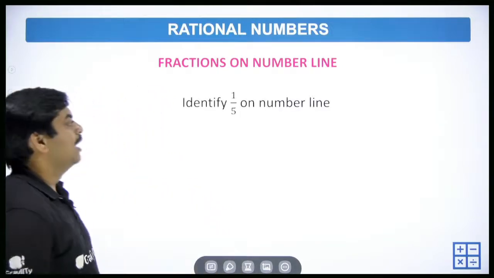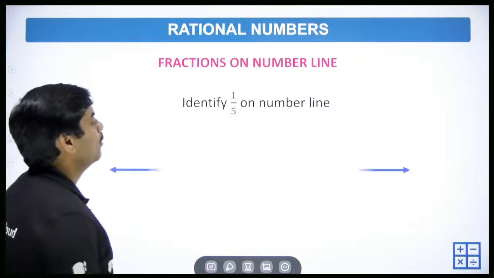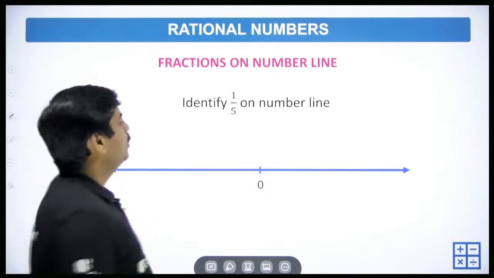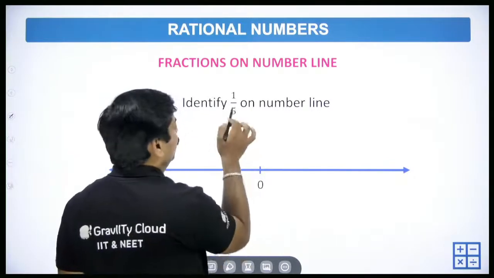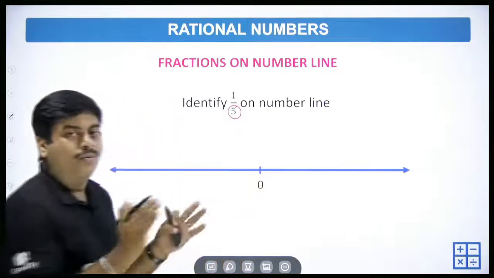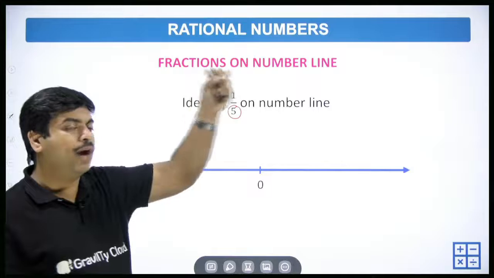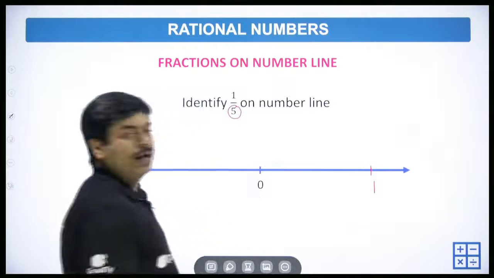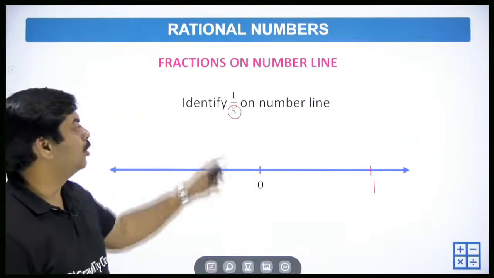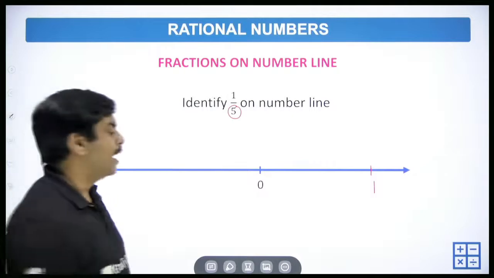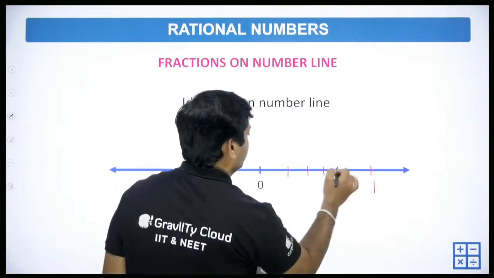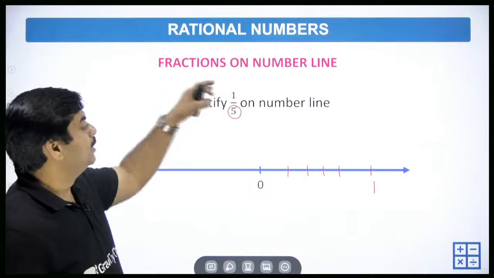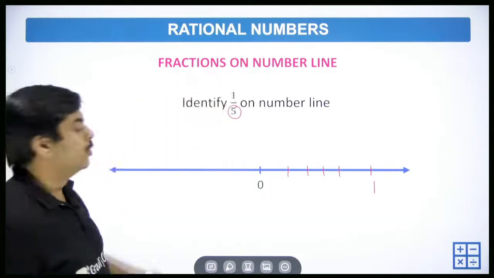Right? So now let's try to understand how to plot 1 by 5 on a number line. 1 by 5, what do you do? You need to divide one unit into 5 parts and you take 1 part from that. So, let's say 0 is here, 1 is here. In between 0 and 1, you need to divide this into 5 parts, right? 1, 2, 3, 4, 5. In those 5 parts, the very first one is 1 by 5.